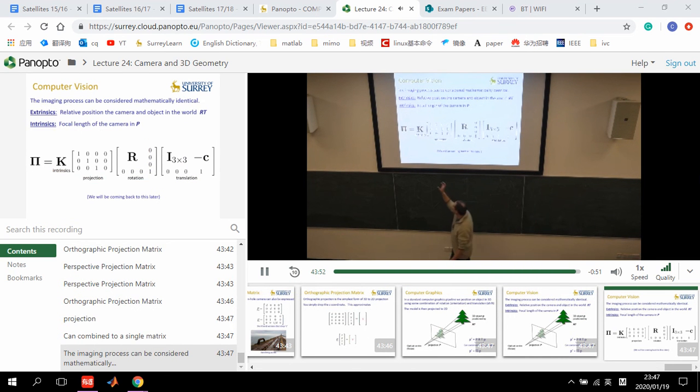So our camera projection process is modeled by this compound matrix transformation containing the projection and associated intrinsic parameters and the extrinsics, which are its position and its orientation. And we'll be coming back to this extensively in the next few lectures.